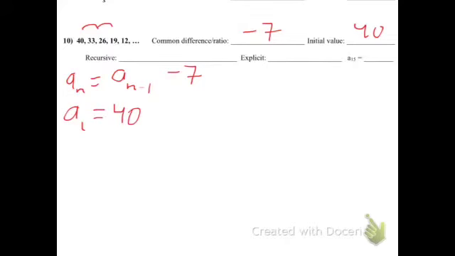Onto number 10 here. This has a common difference of subtracting 7 each time. So subtract 7, initial value is 40. Recursive function is going to follow the arithmetic form of a sub n minus 1 minus 7 on the end, and then a sub 1 equals the initial value, 40. The explicit function is going to say f of n equals negative 7 times n minus 1 plus 40.